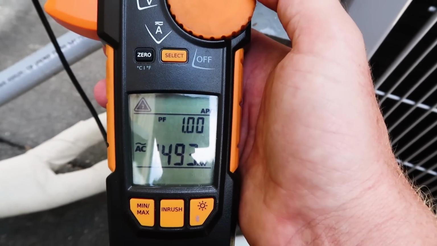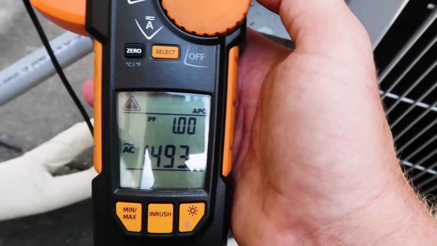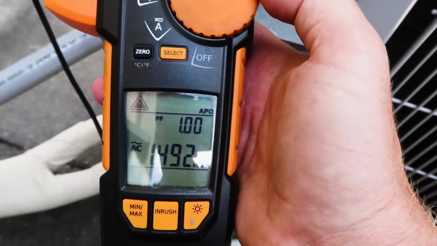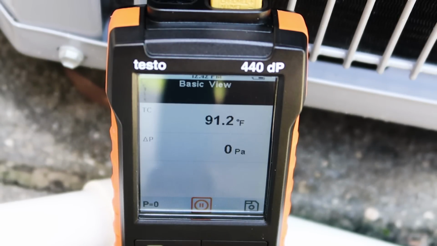Now let's see if we can get the temperature to go up on this capacitor by short cycling the equipment. All right, here we go. Don't try this at home. This is not good for the unit. I'm going to short cycle it like crazy.